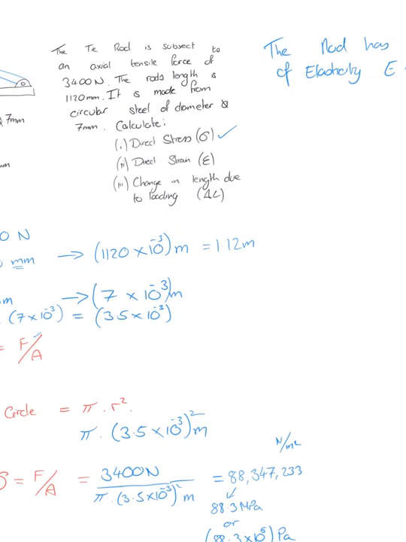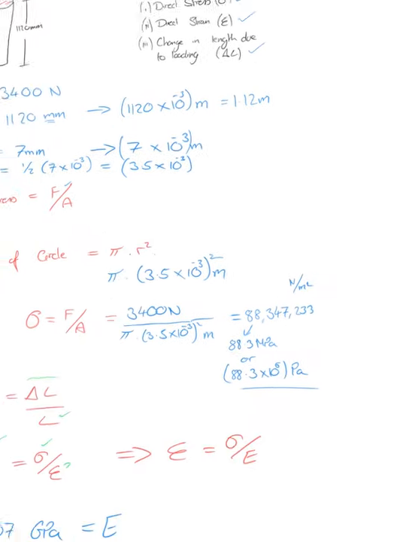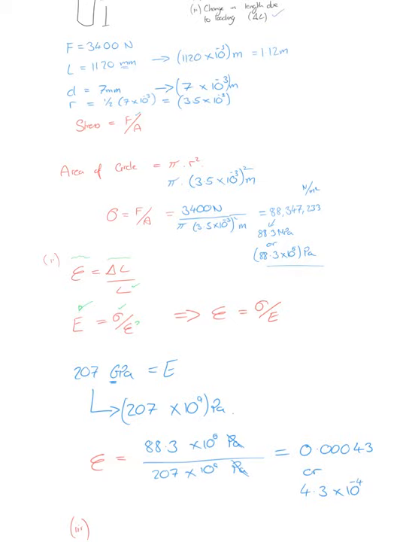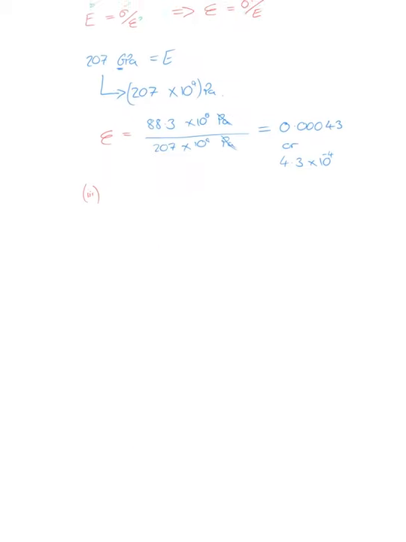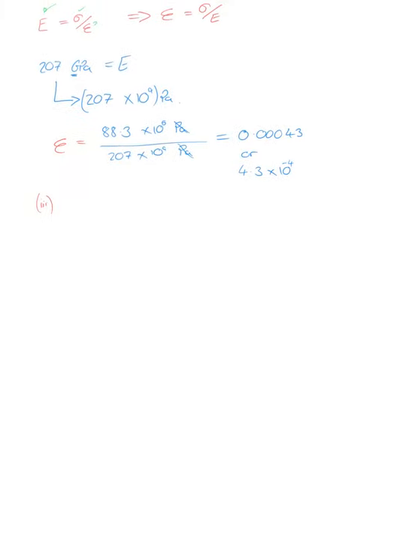The final thing I'm asked to find is the change in length. So if I go back to my original formula for strain, strain is equal to change in length over length. I should be able to rearrange that to solve for the change in length. So strain is equal to delta L over L, change in length over original length. I can rearrange this. My change in length is equal to my strain times my length.